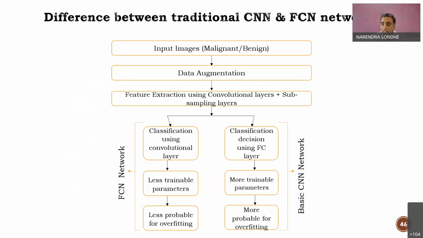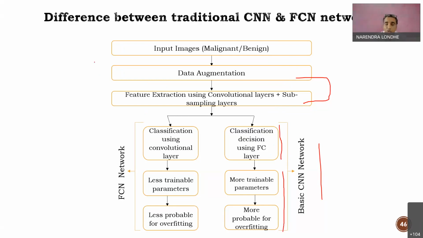Okay, so a basic CNN structure does this: you take images, apply data augmentation, and then do the feature extraction using convolutional layers and subsampling layers, right? After the convolutional layers, whatever output comes from the activation function will go to the fully connected layer, which is nothing but the classification layer. Okay, so that will be creating more trainable parameters and it will be creating more problems of overfitting.